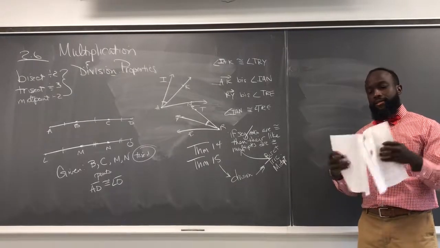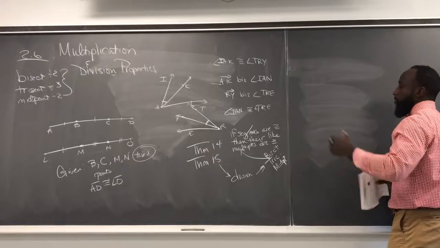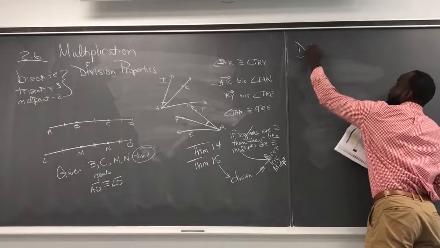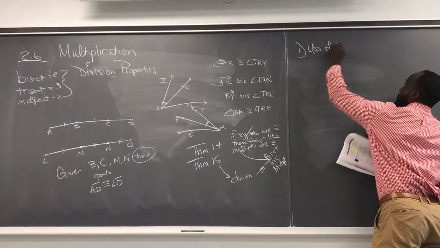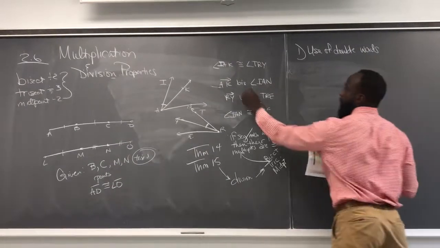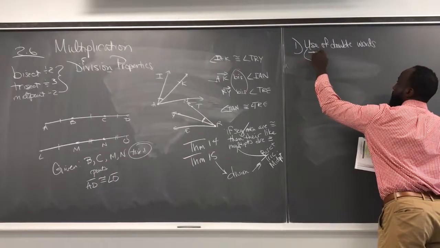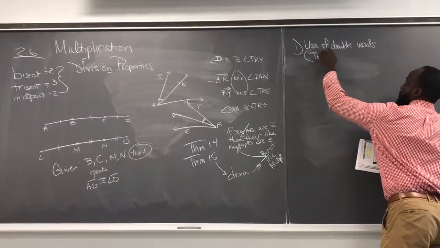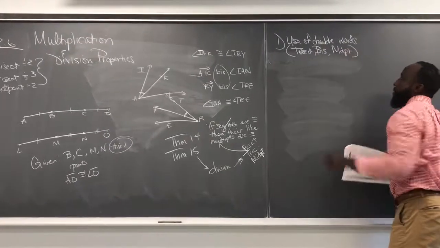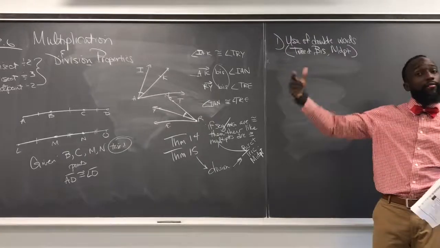Now, how do we identify those things? How do we know that we have division or multiplication property? There are two things to look for. The first thing you want to look for is use of double words, right? Use of a word twice. In this case, the double words are going to be our multiplication or division words, i.e. trisect, bisect, and midpoint. That's the first thing you look for. When you see that, we're dealing with either multiplication or division property, right?